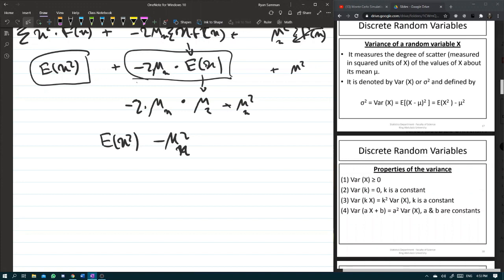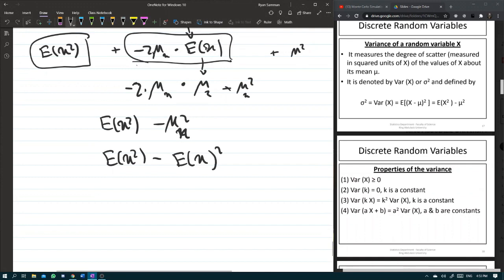And this is just E of x squared minus E of x, squared. Or you could say it's the second moment of x minus the square of the first moment of x. And when you do this in MathCAD, it's extremely simple to do. So now we've derived this formula.